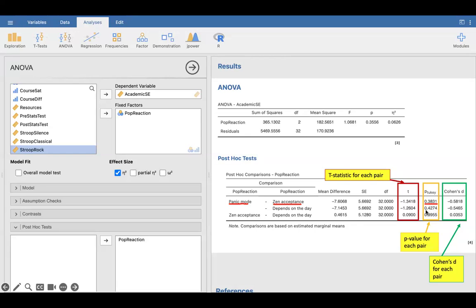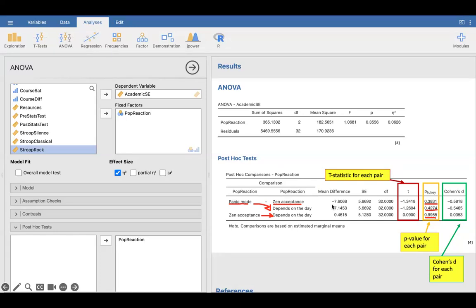Same thing here. There is no significant difference between panic mode and depends on the day, and there is no significant difference between Zen acceptance and depends on the day. So it just tells us all of the details for those different tests. Again, this isn't necessary. We don't need to show this information because the overall model is not significant.